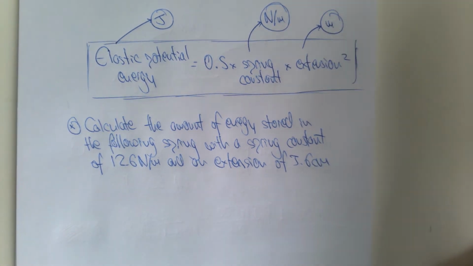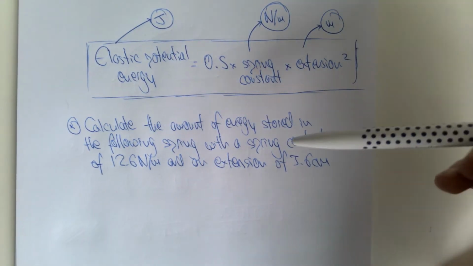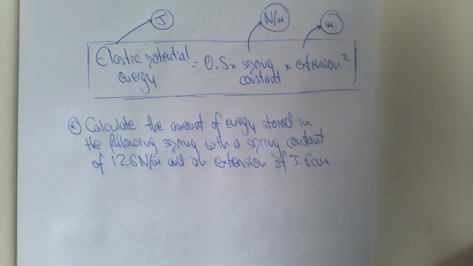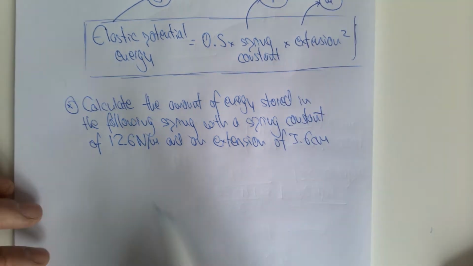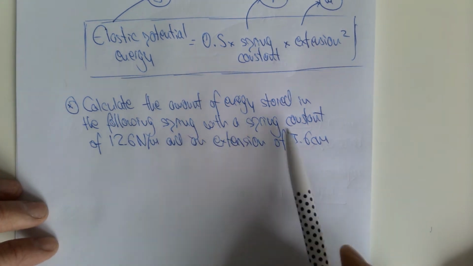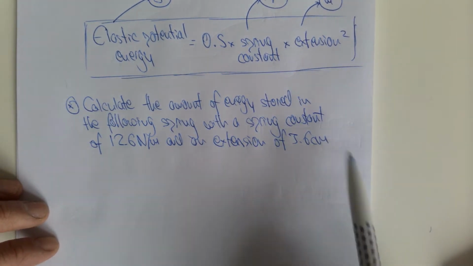So remember, any units that you use in trying to calculate any of these terms have to be converted back into these before getting a correct answer. So if we have a look at an example and see how we can apply this. Our example says calculate the amount of energy stored in the following spring with a spring constant of 12.6 newtons per meter and an extension of 3.6 meters.